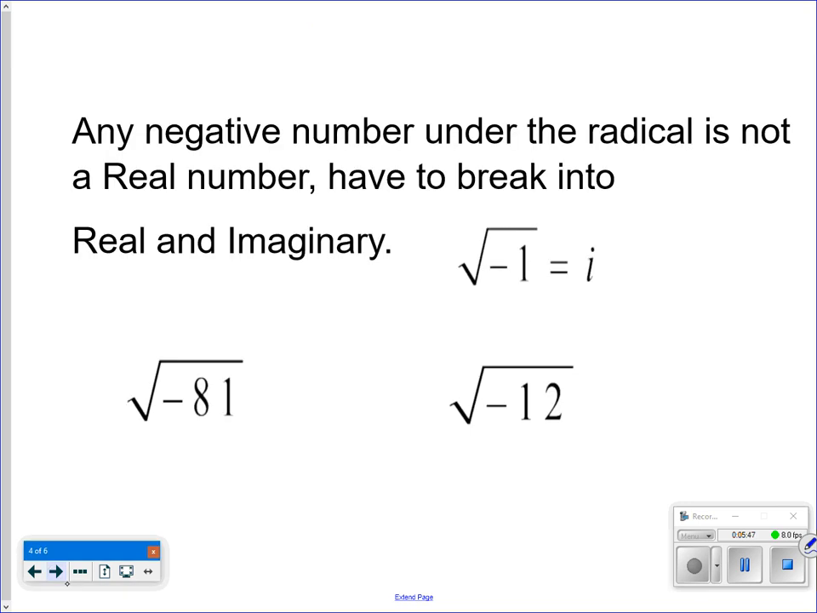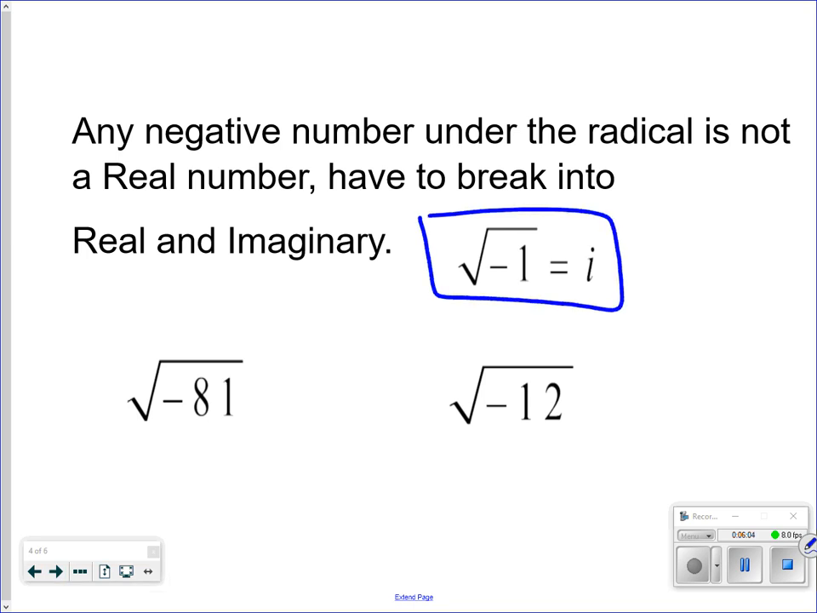Here's a new one for you. Anytime you see a negative number under the radical, that is not a real number. It does reduce with radicals. So the way we're going to break that one up with our branches is to remember this rule right here. The square root of negative 1 is always equal to the imaginary number called i.